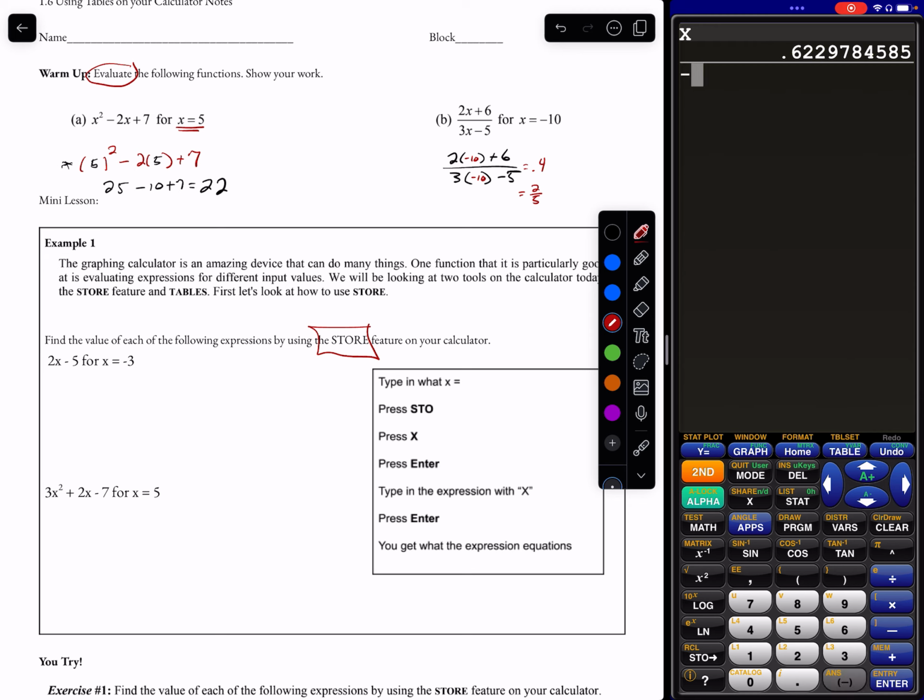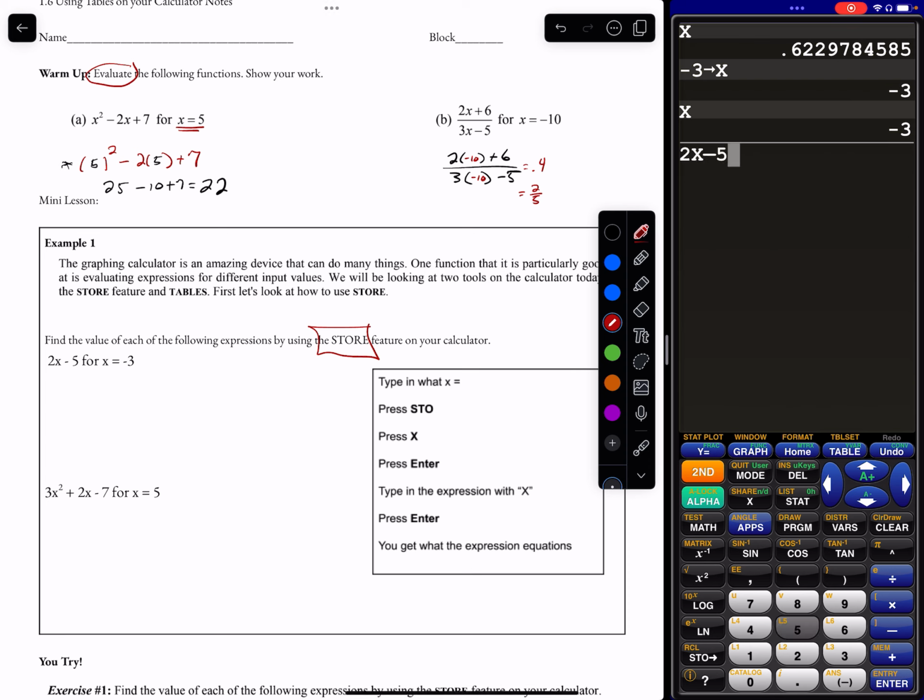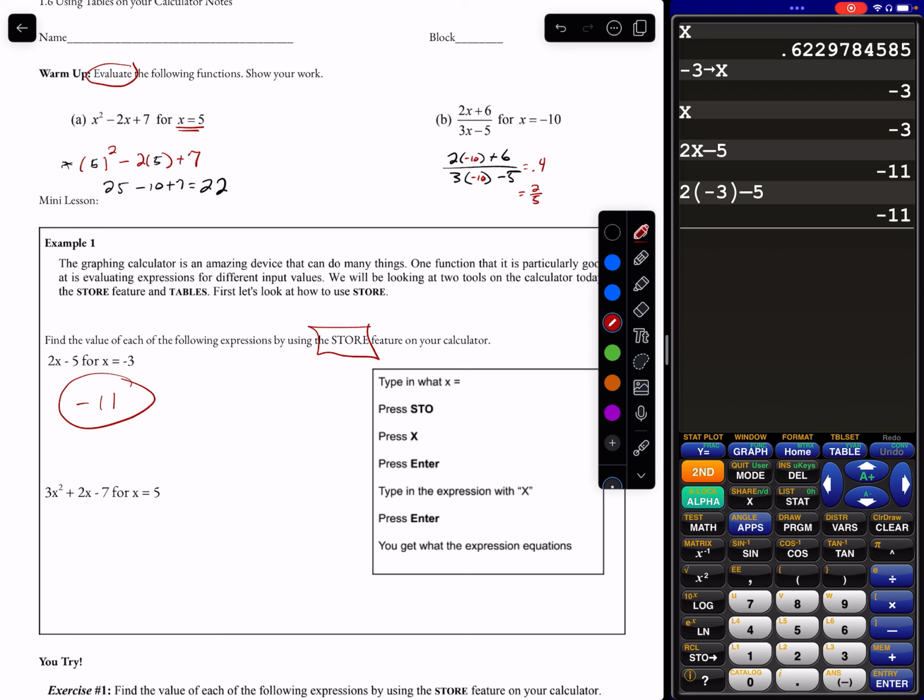So if I take the number -3 and then I hit the store button, you can see that little arrow comes up, and then I hit x. What your calculator does is takes -3 and stores it in for x. So now every time I hit the x button, you can see -3 comes up. So if I wanted to evaluate it, I can just write 2x minus 5, and it will automatically evaluate for you. What your calculator does is this: 2, and what value does it have for x? It has -3, and then minus 5, and you see we're going to get this same exact answer. So in this case, where x equals -3, we're going to get a value of -11.